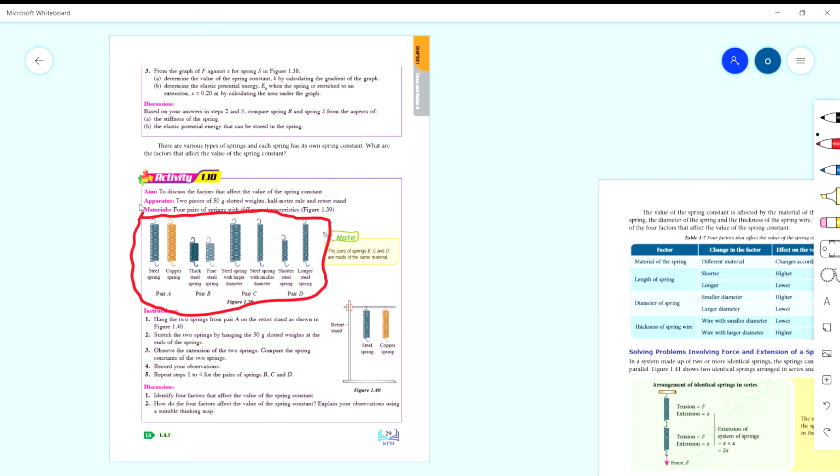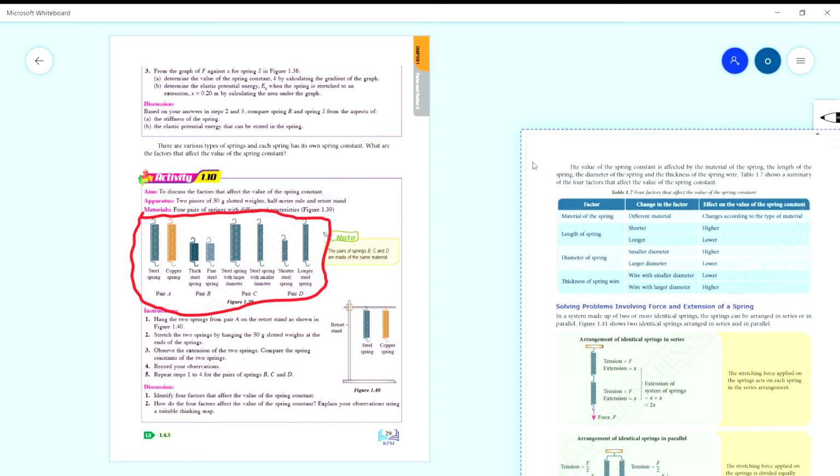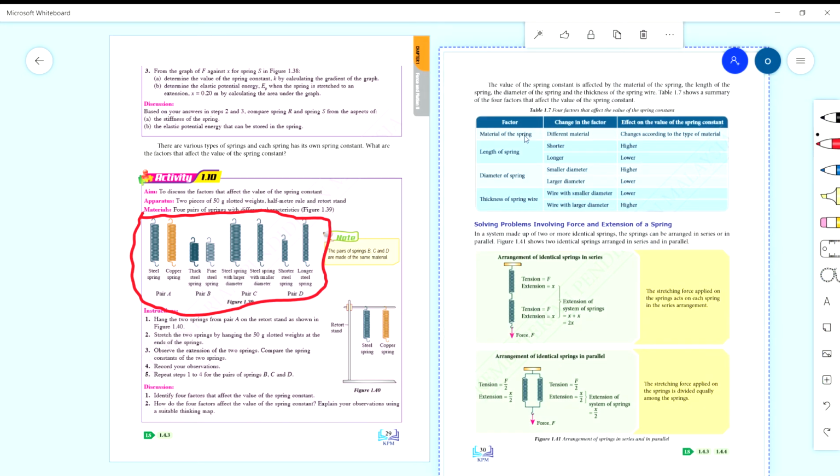So, first thing you can see over here. Okay, material of the spring. So, material of the spring itself. So, kalau spring tu made from steel or made from copper. So, either it's easier to expand or compress or it's harder. So, different material changes accordingly to the type of materials.